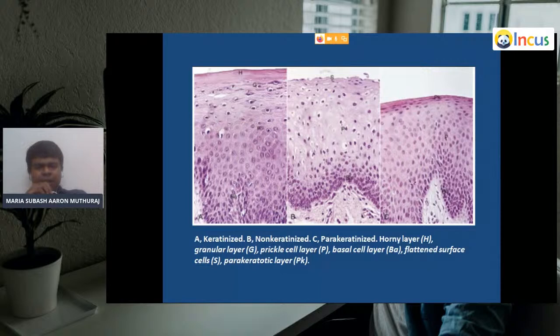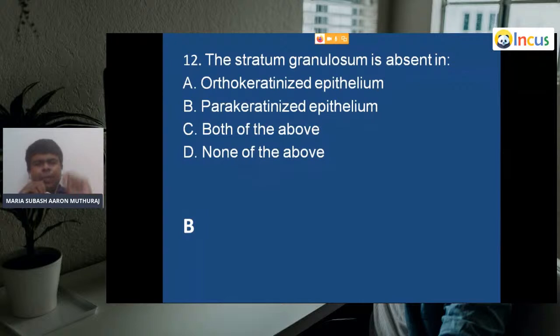Whereas in parakeratinized epithelium, the basal layer and spinous cell layer are present, but the granular layer is absent. The superficial layer is a parakeratotic layer with pyknotic nuclei. Therefore, in parakeratinized epithelium, the granular layer will be absent, as well as in non-keratinized epithelium. The granular layer will be present only in the orthokeratinized epithelium. Therefore the answer should be B. The stratum granulosum is absent in parakeratinized epithelium. If the same question is asked as the stratum granulosum is present in, then the answer should be orthokeratinized epithelium.